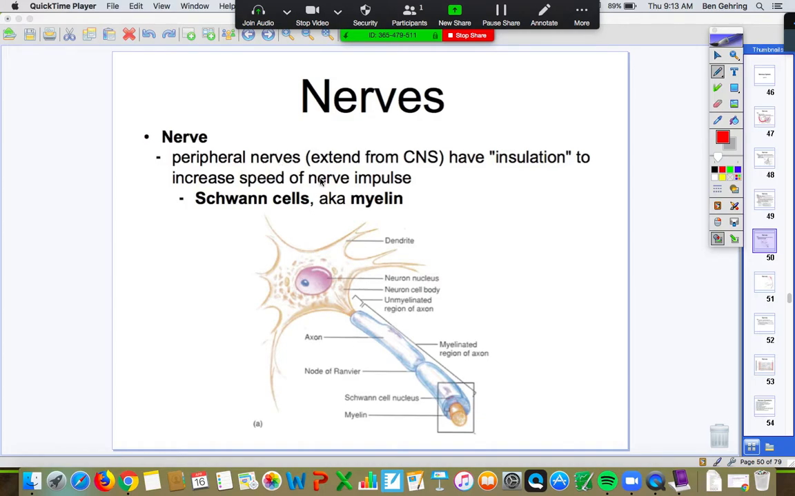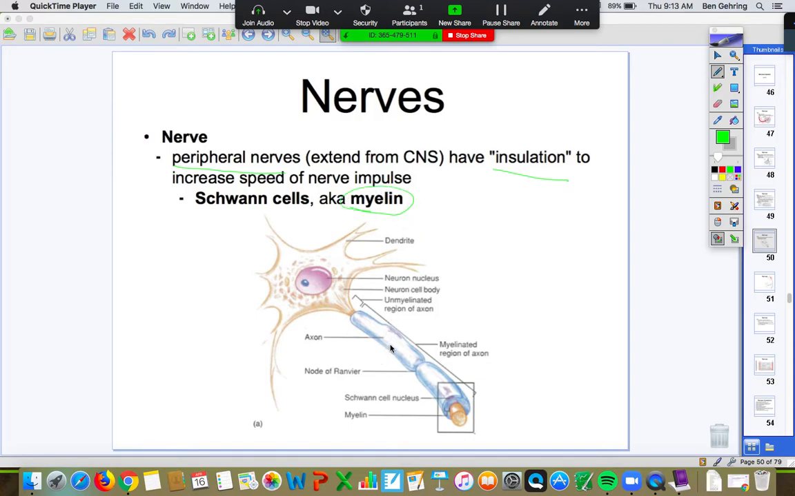Your nerves in the periphery have this thing called insulation to them. So your central nervous system, your spinal cord and brain, is covered with your meninges. That's kind of their protective covering. Your sensory nerves, your peripheral nervous system, are covered with insulation to increase the speed of the impulse. This insulation is called myelin. Myelin is like a protective coating.